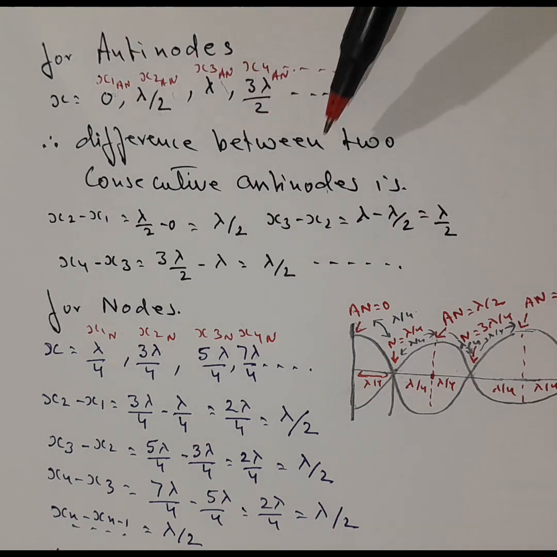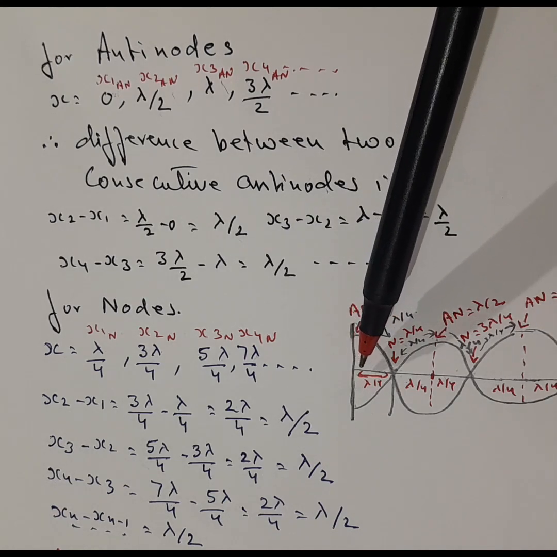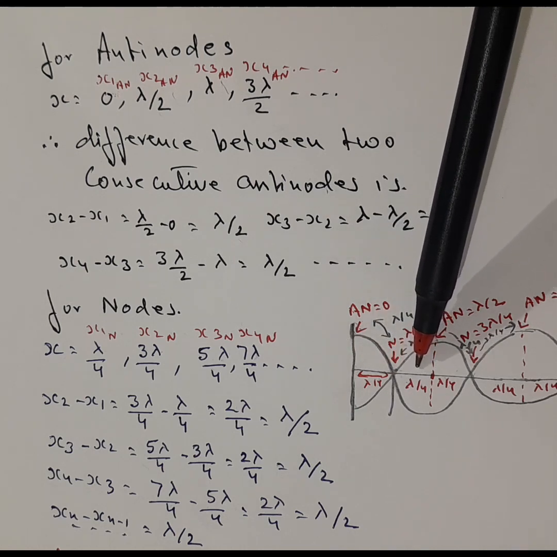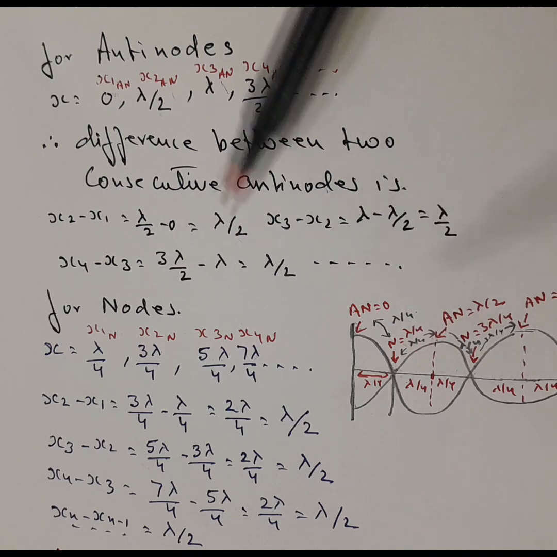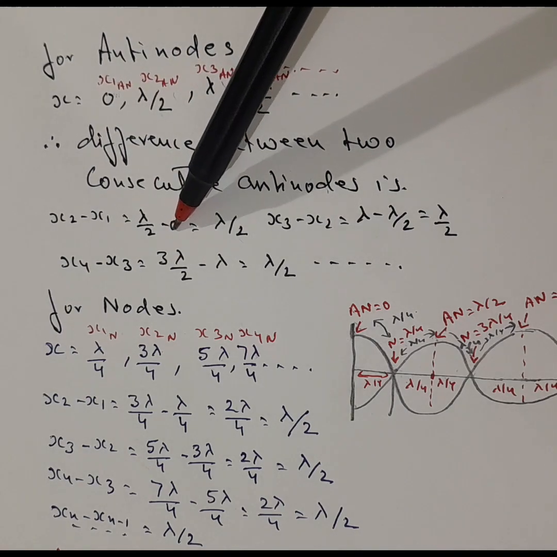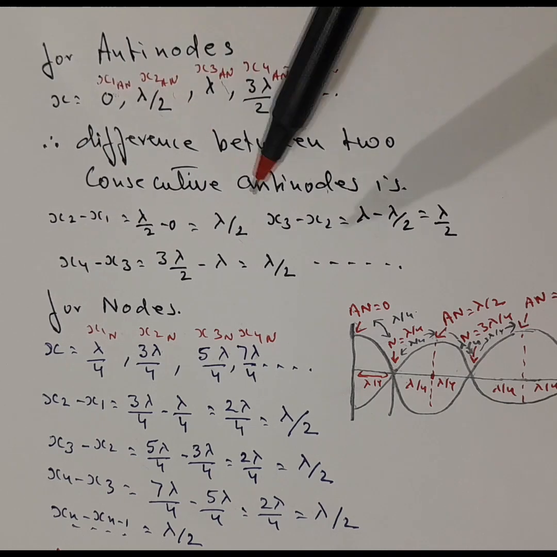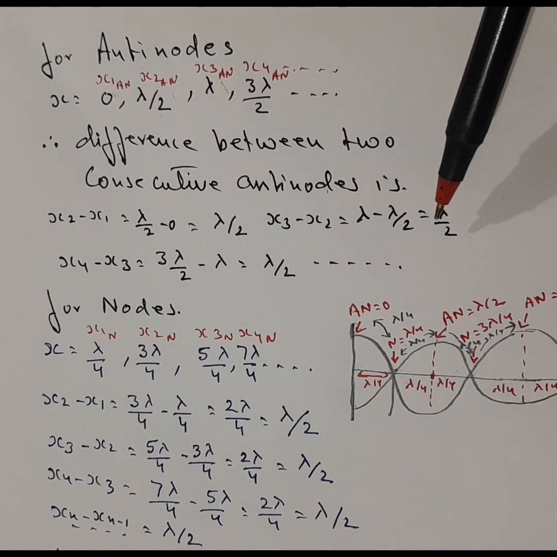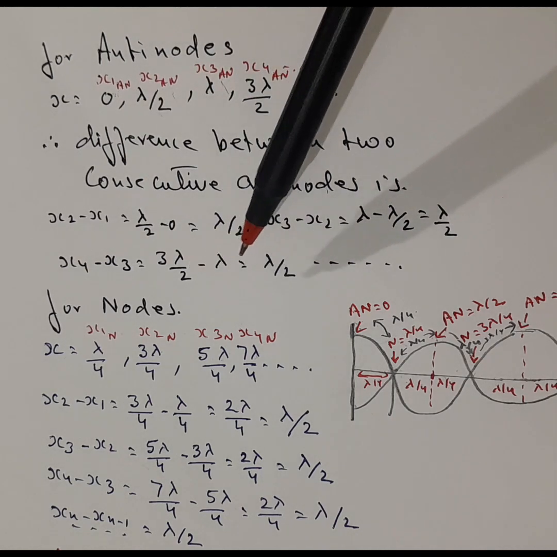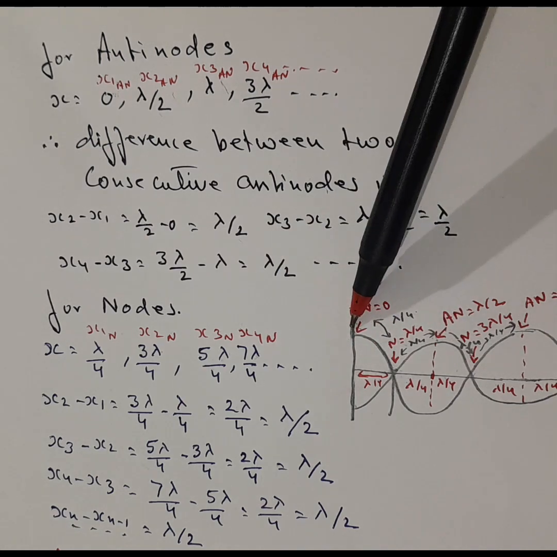Now let's find out the difference between two consecutive antinodes. If we see this diagram, it is lambda by 4 plus lambda by 4, 2 lambda by 4, so that is lambda by 2. Now let's see whether we get it via calculation. Lambda by 2 minus 0 is lambda by 2. Then we subtract this from this, so lambda minus lambda by 2 is lambda by 2. Then again, 3 lambda by 2 minus lambda is equal to lambda by 2. So proved that the difference between two antinodes is lambda by 2.